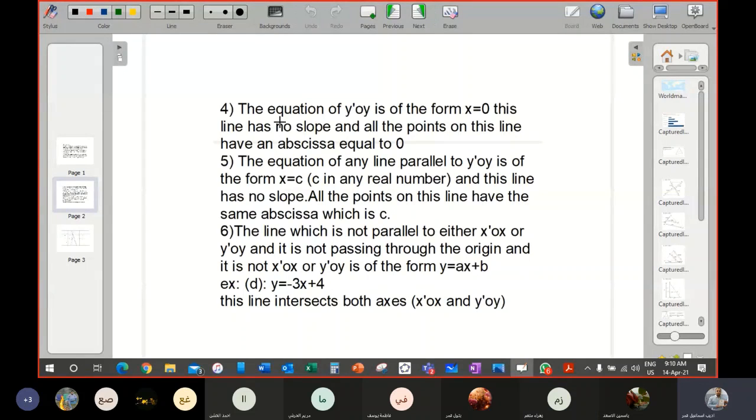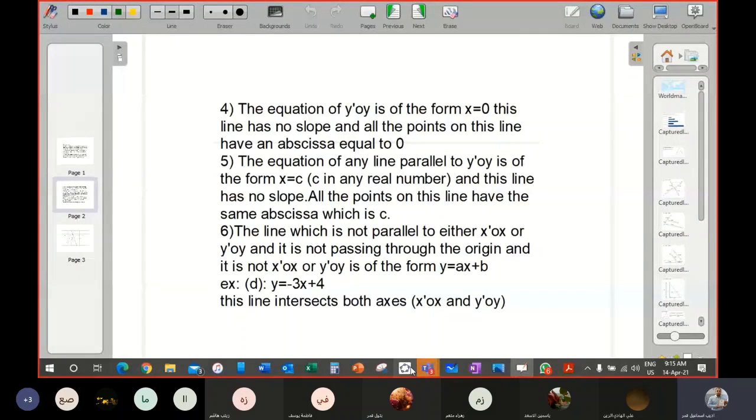Okay, this was part 4. Any line parallel to y prime of y is of the form x equals c, where c is any real number, and this line has no slope. As we said, all the lines that are parallel to y prime of y have no slope. All the points on this line have the same abscissa.